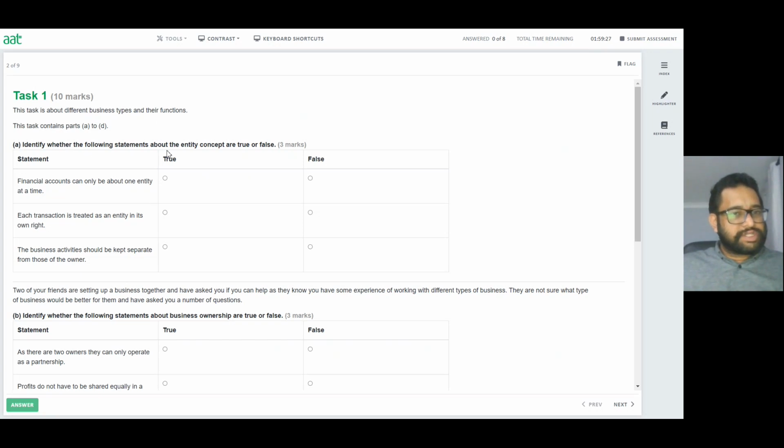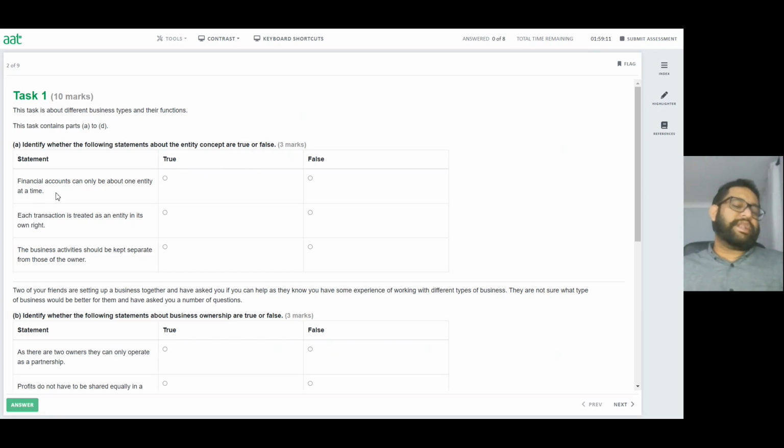Identify whether the following statements about the entity concepts are true or false. So, entity concept, what it is. Financial accounts can only be about one entity at a time. So straight away you are looking at a keyword here.